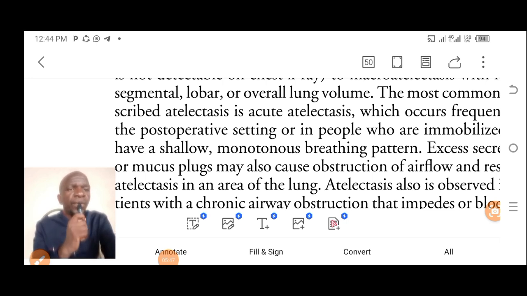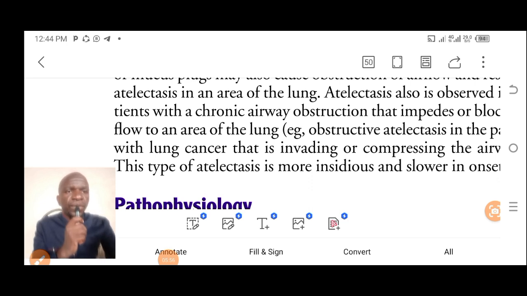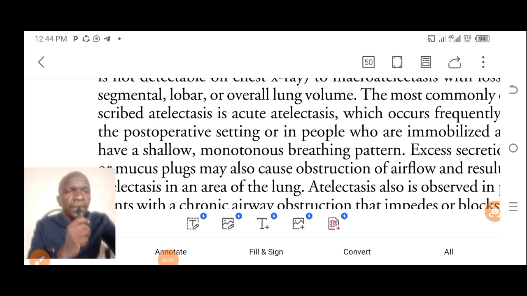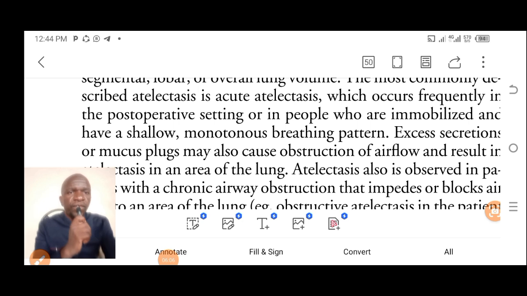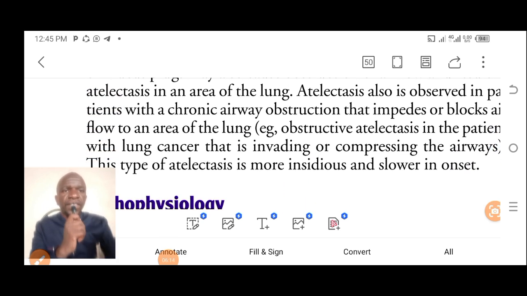And then we also observed the causes of atelectasis: we have obstruction of the airflow, we have prolonged bed rest, we have excessive secretions. These are some of the causes of atelectasis. Lack of exercise due to prolonged bed rest.